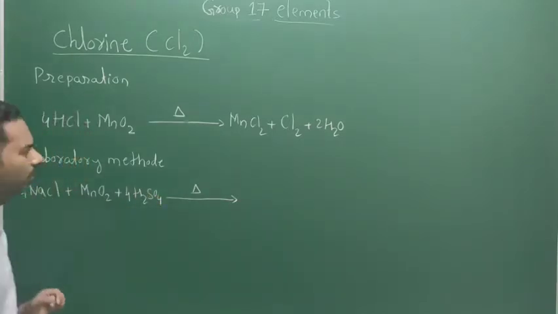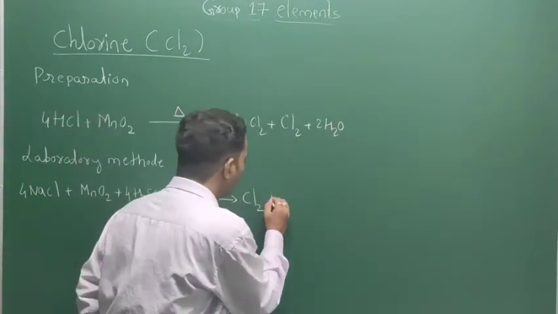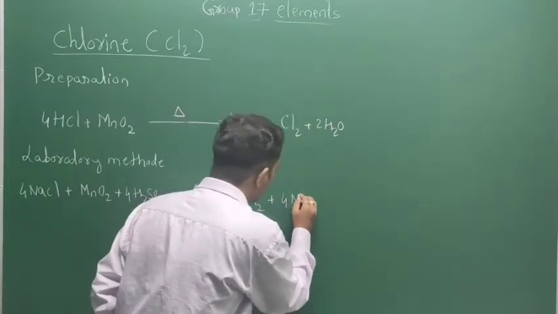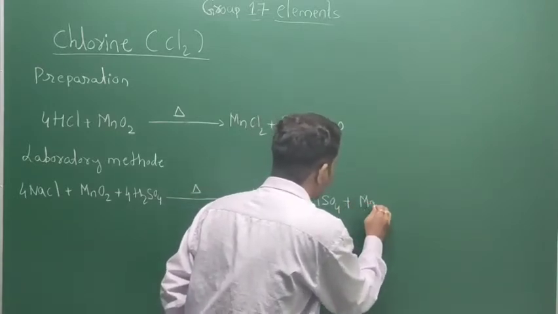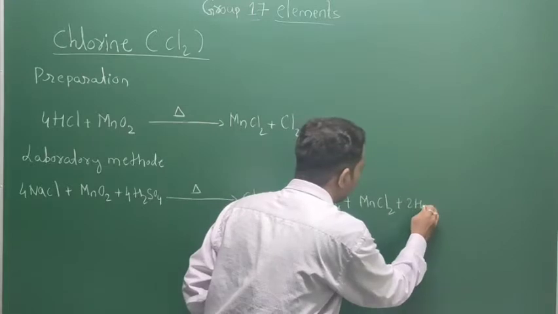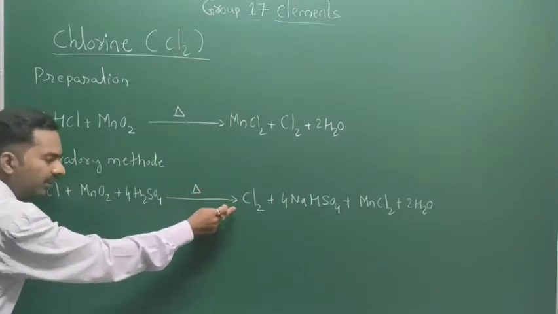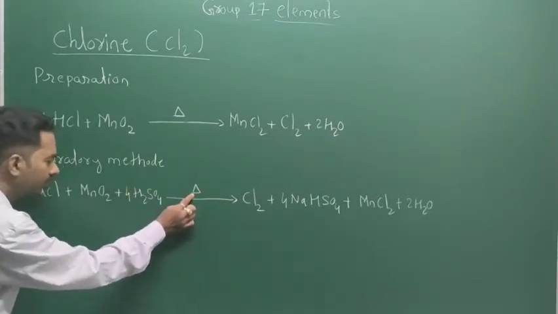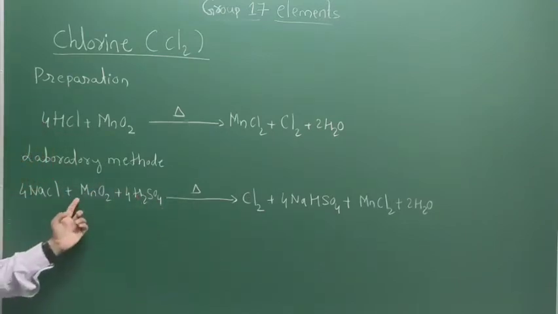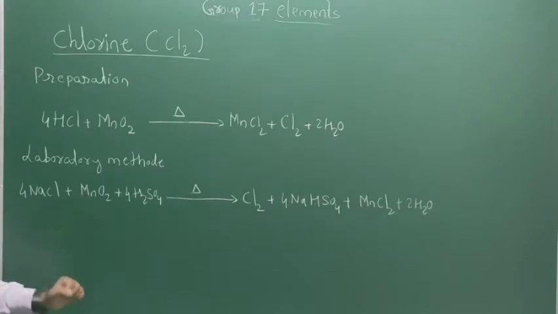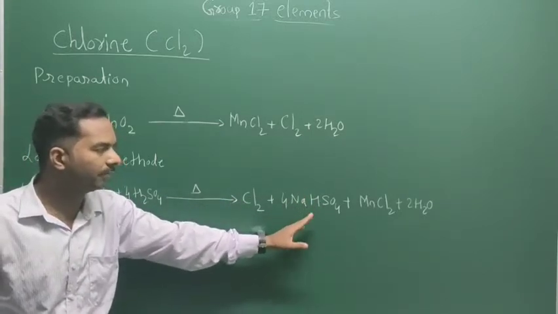So here, formation of chlorine along with sodium hydrogen sulfate and manganese chloride. So here, chlorine can be prepared by heating sodium chloride with concentrated H2SO4 in presence of manganese oxide. Formation of chlorine along with manganese chloride and sodium hydrogen sulfate.